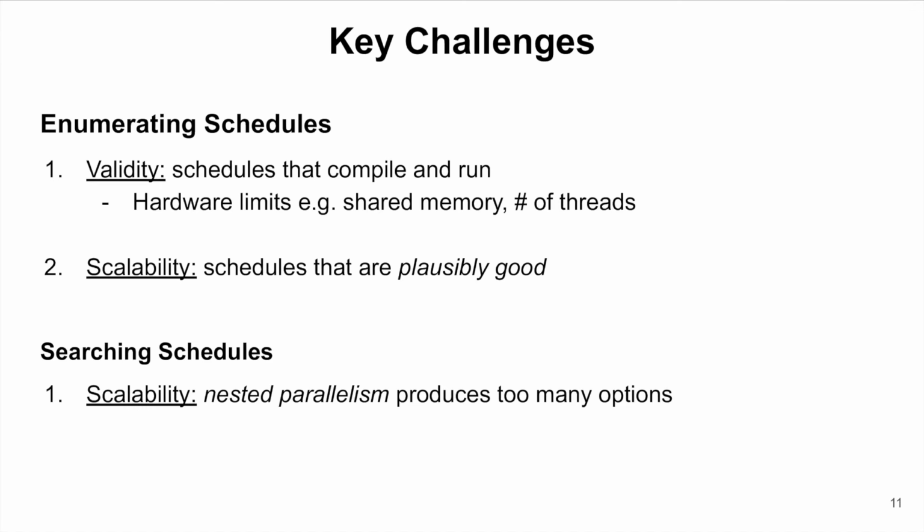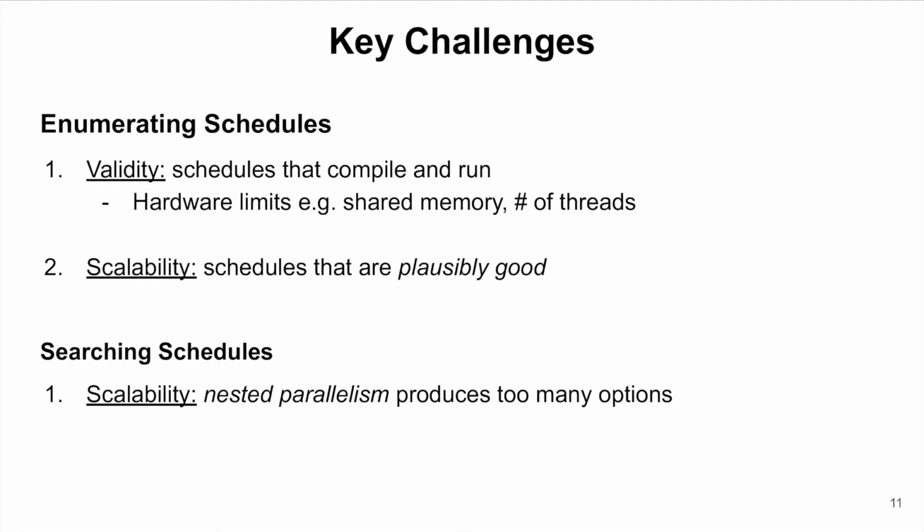At a high level, we need to do two things. First, we need a way to enumerate possible schedules. This means valid schedules that compile and run. On the GPU, this means respecting the hardware limits of things like shared memory and the number of threads available. And because the space of schedules is so large, we can't simply enumerate everything. Instead, we want schedules that are plausibly good based on human knowledge. For example, selecting thread sizes that are multiples of 32 in the warp dimension.